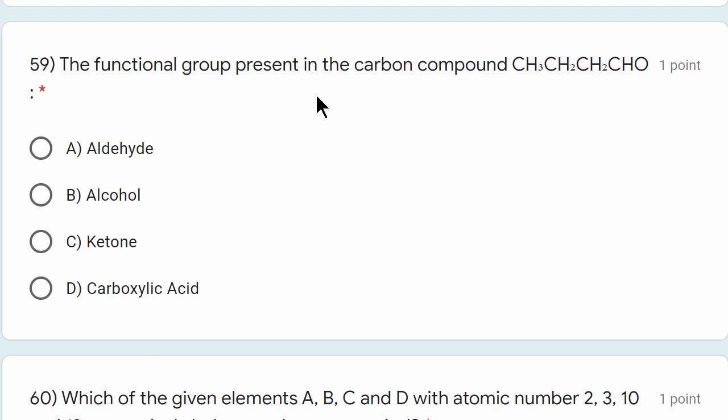The functional group present in this carbon compound. Now what is CHO? CHO is aldehyde. Alcohol is OH. Ketone is CO. Carboxylic acid is COOH. So the correct answer is aldehyde, because here there is CHO. Which one is this? It is butanaldehyde.